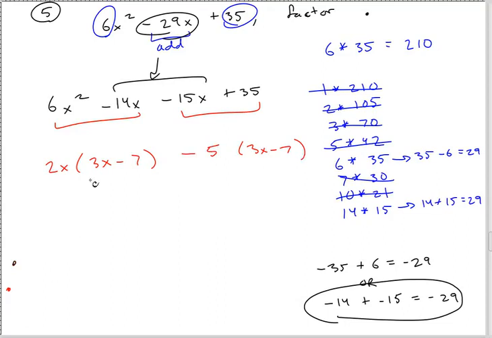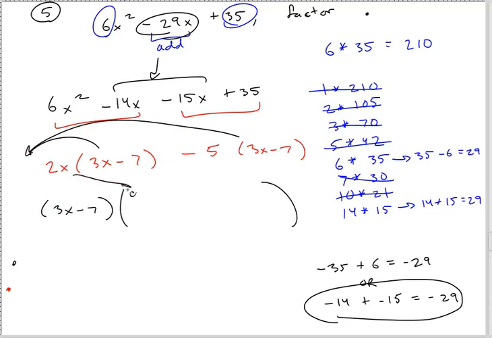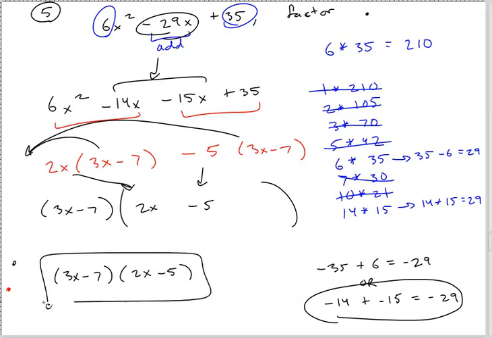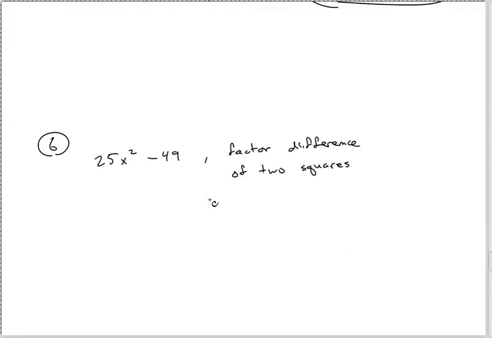All right, finally, factor this 3x minus 7 to the front, and then we have leftovers of 2x and a negative 5. And oh my goodness, is this problem finally done? I'm just checking my own notes here, and yes, we are finally done. Whew! Congratulations! Next problem. Keep going. Yep.